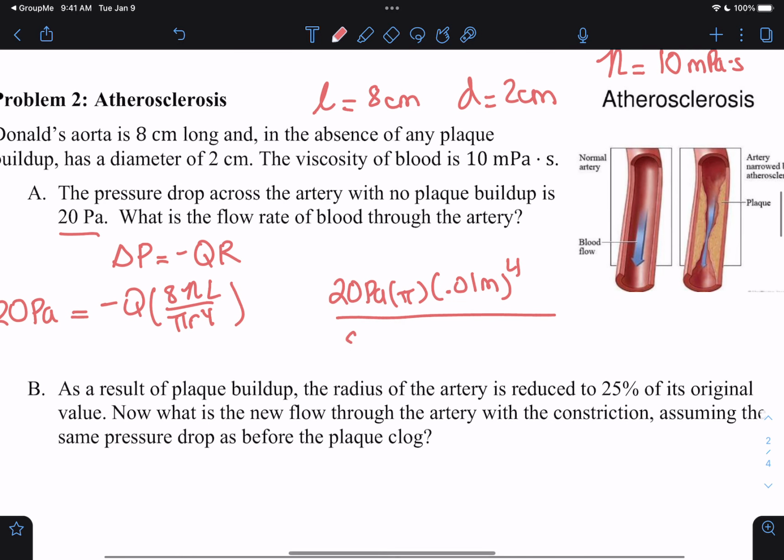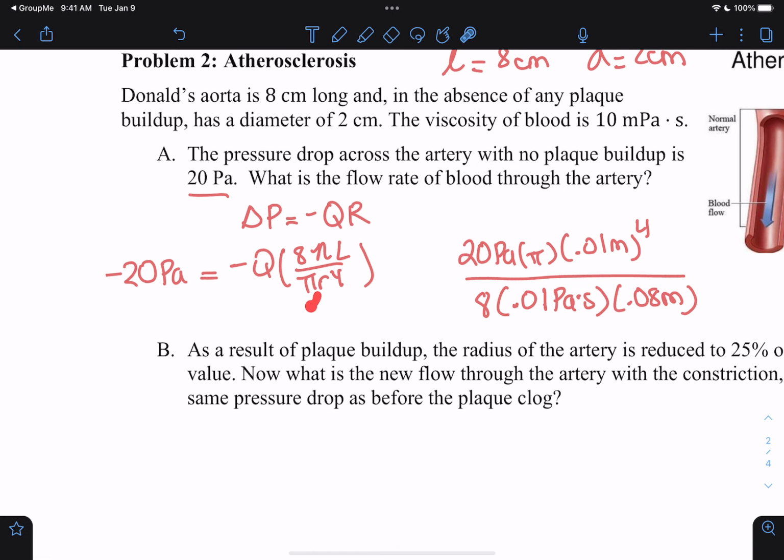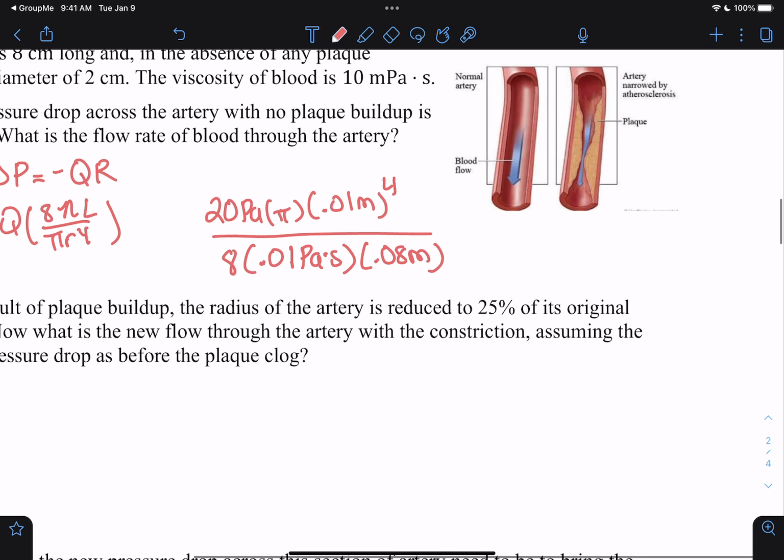and then divided by 8 times viscosity times length. So viscosity is 10 millipascals. We can divide by 1,000. We can get 0.01 Pascal seconds, and then multiplied by our length there, which was the 8 centimeters, which is 0.08 meters, right? So basically what we did is take the pi r to the 4th multiplied over here, and then divide over the 8 times viscosity times length, so we can isolate Q. And obviously these negatives canceled out. So once we do that, we should get a Q value here. Our flow rate should be 9.82 times 10 to the negative 5 meters cubed per second.